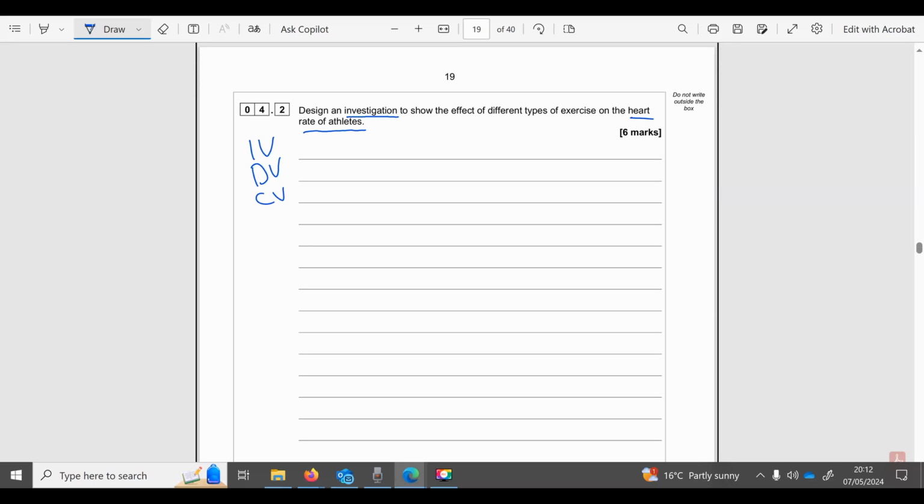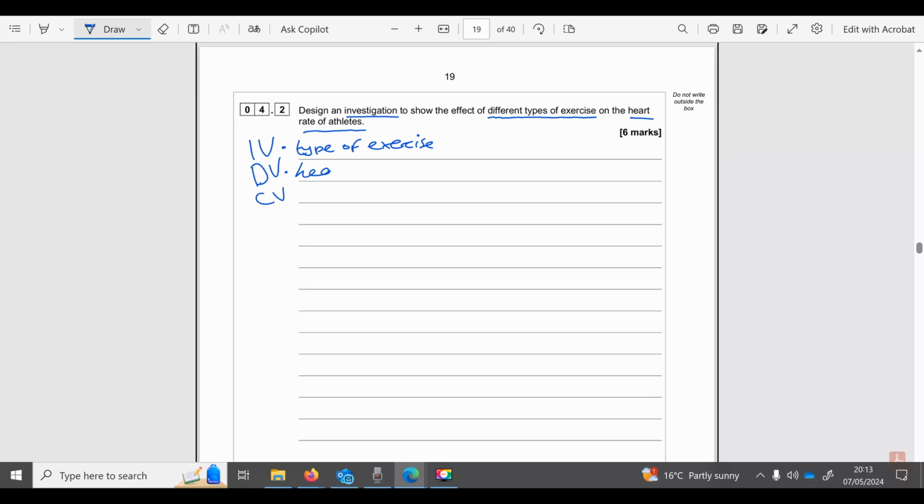From reading just the sentence, which is our question, we should be able to straight away identify the independent variable and the dependent variable. Independent variable means change. So reading the question now, what is changing? It says different types of exercise. So we want to change the type of exercise. Dependent variable means measure. So what do we want to measure in the experiment? We want to see the heart rate of the athletes.